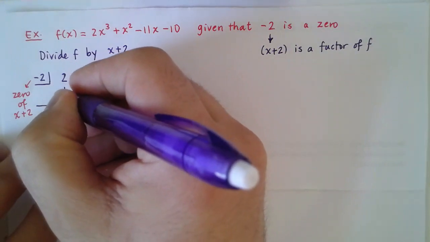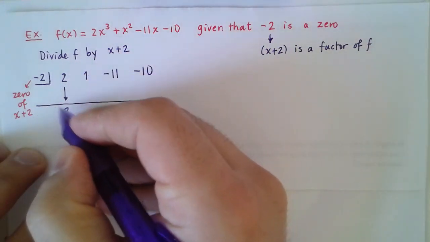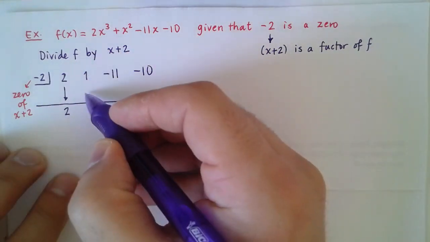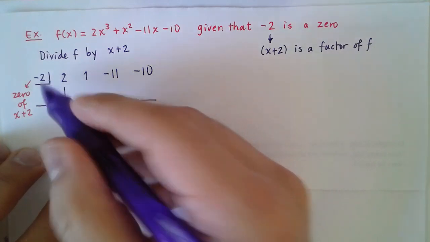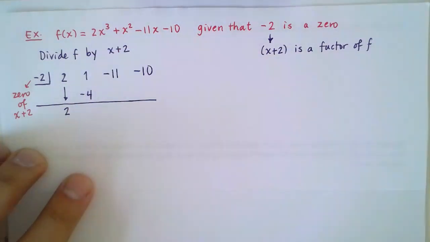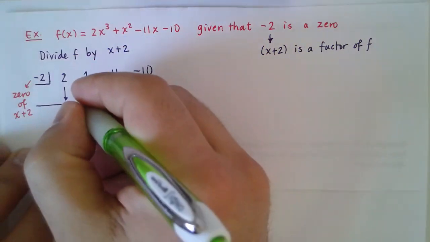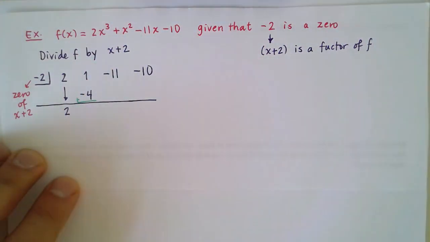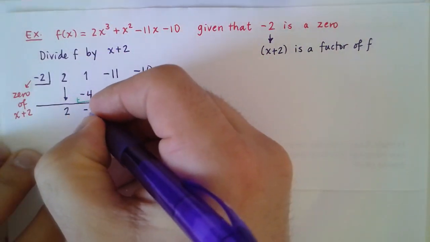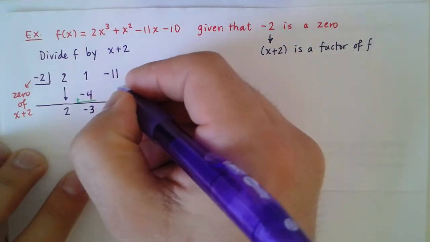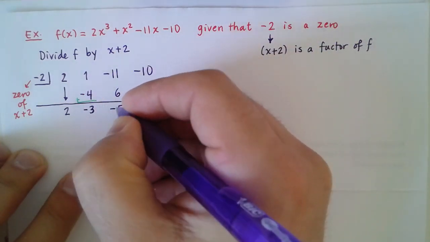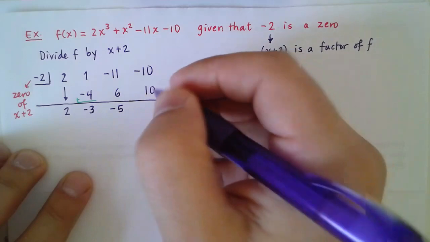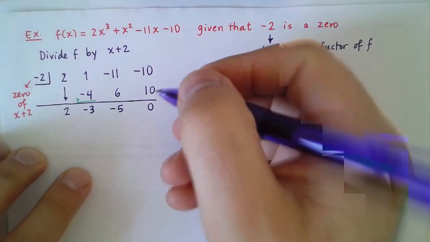So I first pull this 2 down, and then multiply 2 by the left top every time and write it under the next number. 2 times negative 2 is negative 4, and I add these. So that makes it a negative 3. Negative 3 times negative 2 is 6. I got negative 5. Negative 5 times negative 2 is 10. So I got 0.